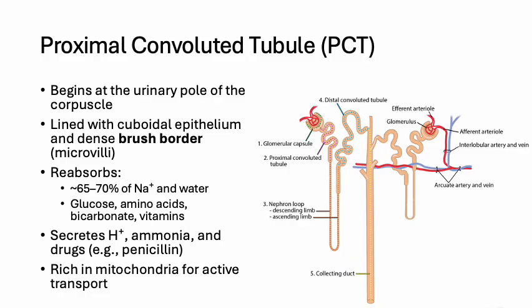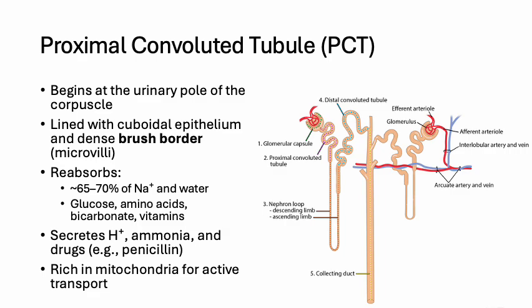The proximal convoluted tubule is the first section of the nephron tubule and is responsible for the majority of reabsorption. Its brush border significantly increases surface area, allowing efficient uptake of valuable substances like glucose and amino acids. It also reabsorbs most of the filtered sodium and water, returning them back to the bloodstream.